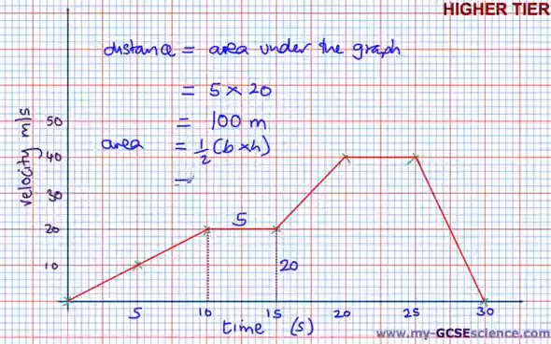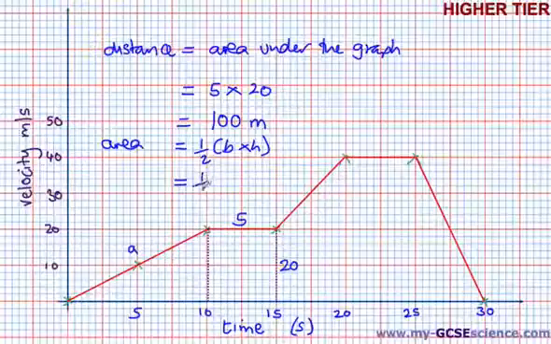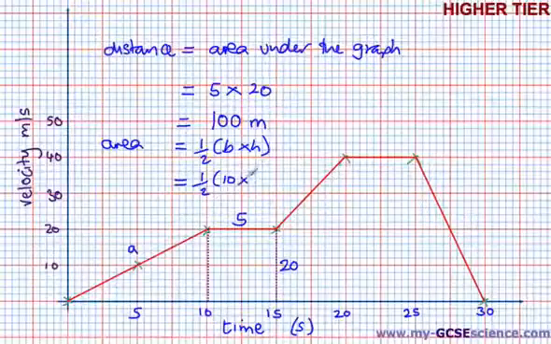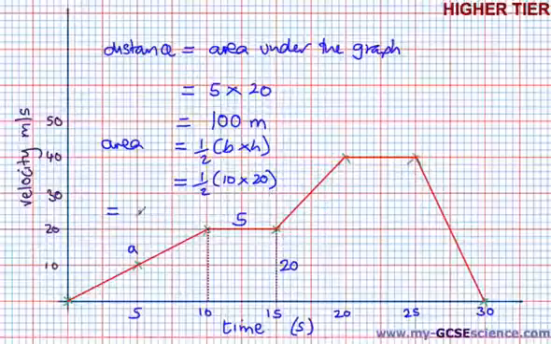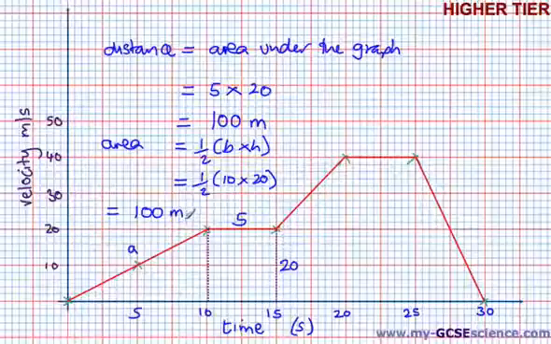Okay, so for part A, this section here, the distance travelled is half of the base times height, so that would be half of 10 times 20. I'm using the base distance as 0 to 10, so that's 10, and the height as the velocity change from 0 to 20, so that's 20. So 10 times 20 is 200, and half of that is 100. So the distance travelled is just coincidentally 100 meters. So that's how you calculate the distance using a velocity time graph.